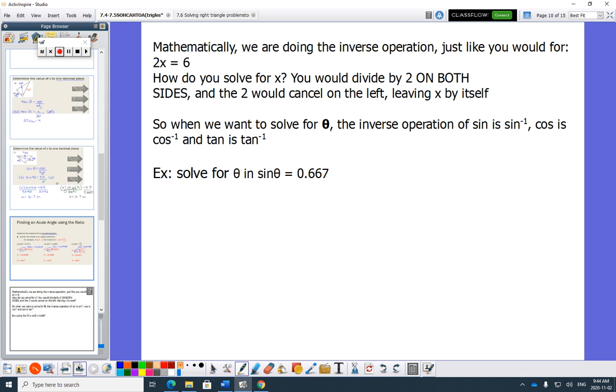So we'll do one more, and then we'll do a triangle. Sine inverse, 0.667.